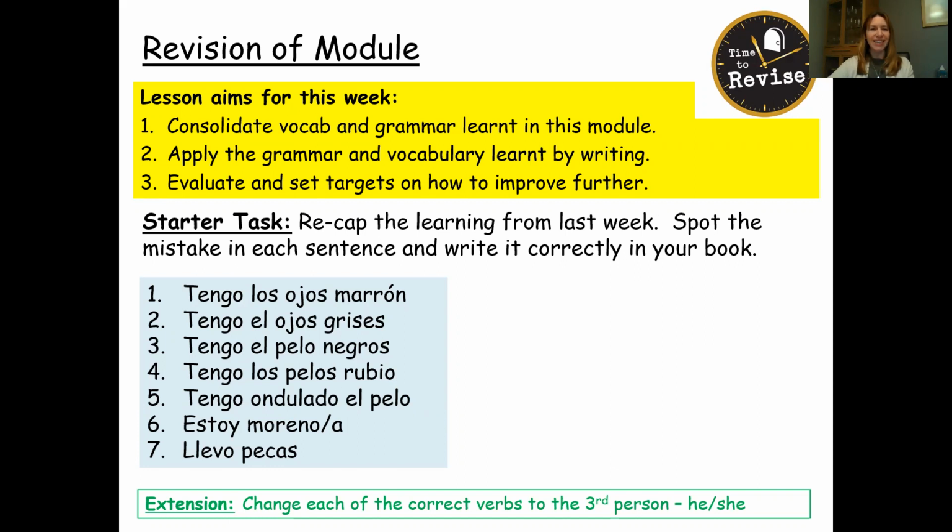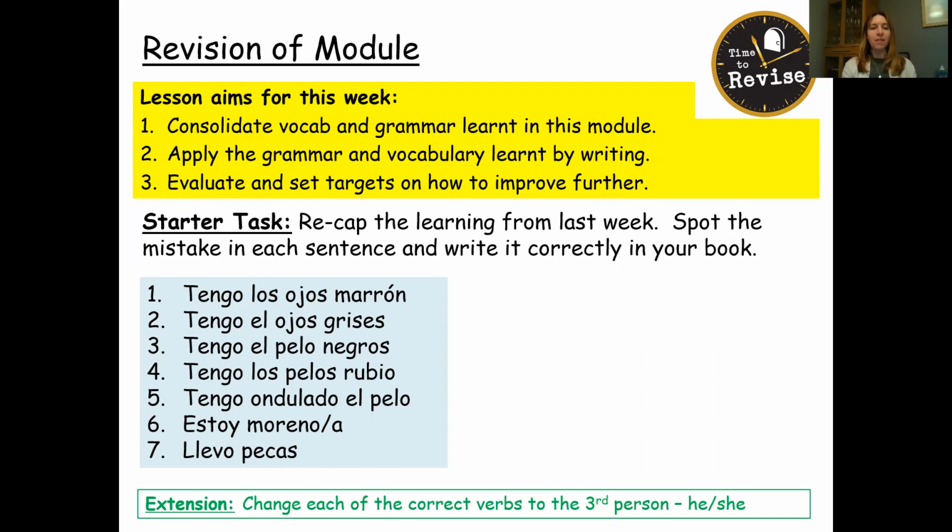That's really important. So your starter task is to recap the learning from last week. And I hope you remember what we covered. It was eyes and hair. I would like you to spot a mistake in each sentence. There are 7 sentences and there is one mistake in every single sentence. And I would like you to write the correct sentence in your book. So don't worry about writing it wrongly. You just need to write the correct version.